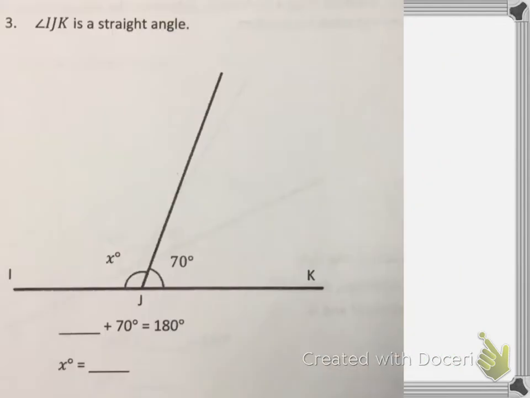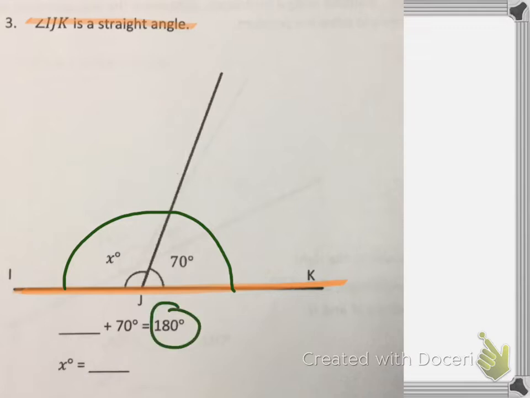Let's look at the next one. This is number 3. Number 3, they give us the helpful hint that IJK is a straight angle. So I'm going to put my finger on I, trace over to J and over to K. That is a straight angle. So I want you to draw an arc for a straight angle, just like I did, over the X and over the 70. So I know I have a 180 degree angle.